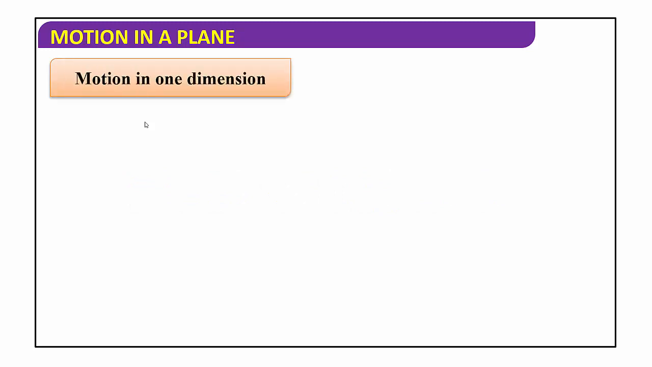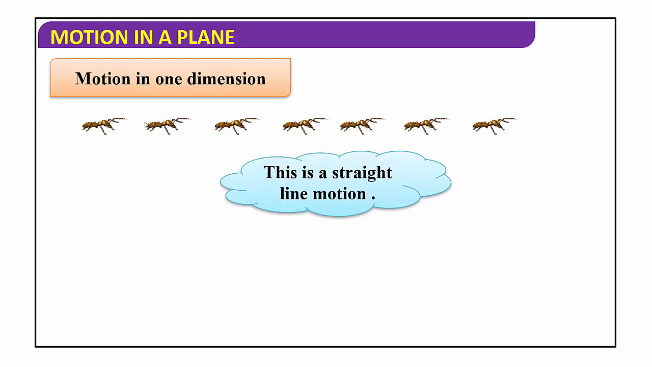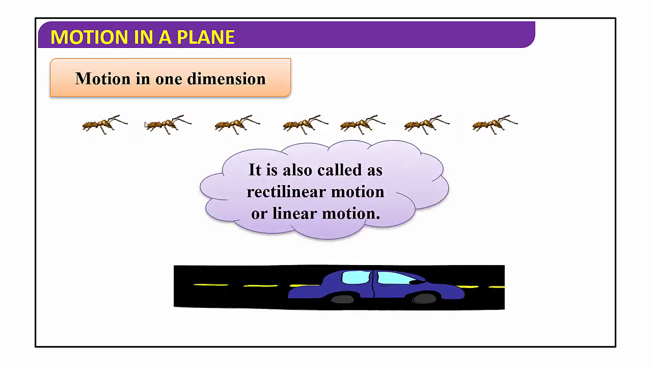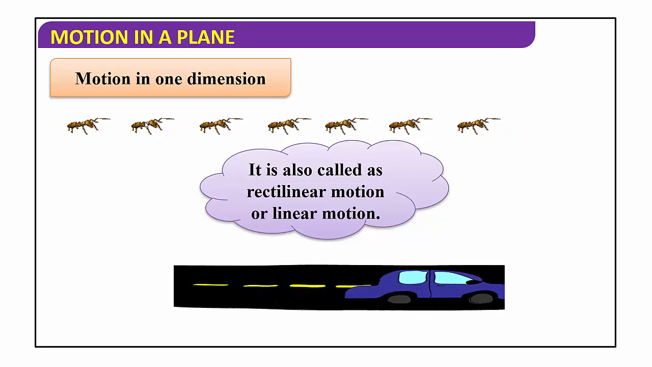Then types of motion. There are three types of motion. First we study motion in one dimension. Observe this picture here. The ants are moving in a straight line. This is straight line motion, or we can call it rectilinear motion or linear motion.